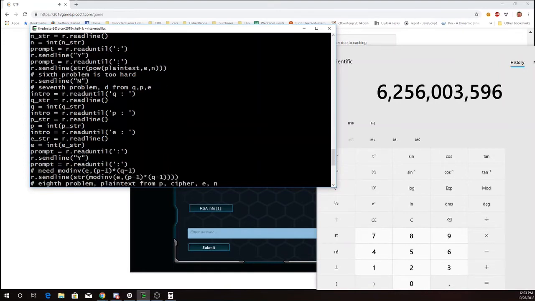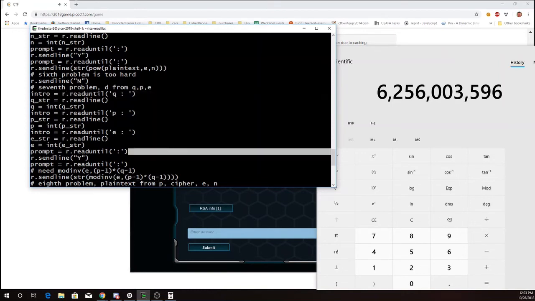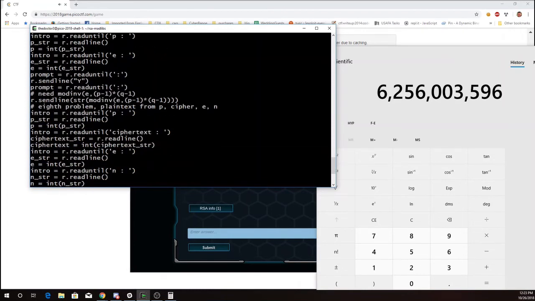The seventh problem asks for D if you know P, Q, and E, and D is the modular inverse of E, mod P minus 1, Q minus 1. So there I have the modular inverse of E, P minus 1, Q minus 1. So I, again, read those three values and send the multiplicative inverse.